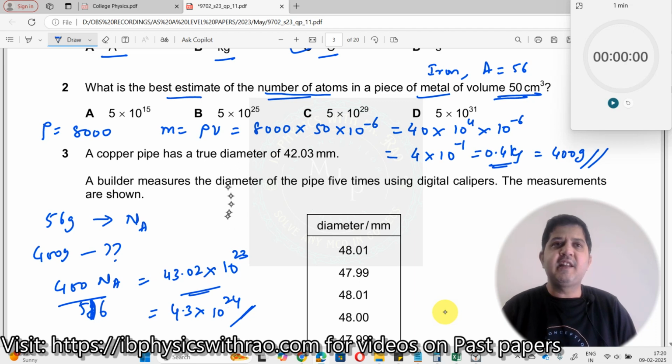Now find out which is the nearest one. This is definitely not the right answer. 25 is nearest. Anything else? 29 is farther away, 31 is farther away. So if I am neglecting this, this also is definitely neglected. This is ignored. Both of them are incorrect. So B should be your right answer.